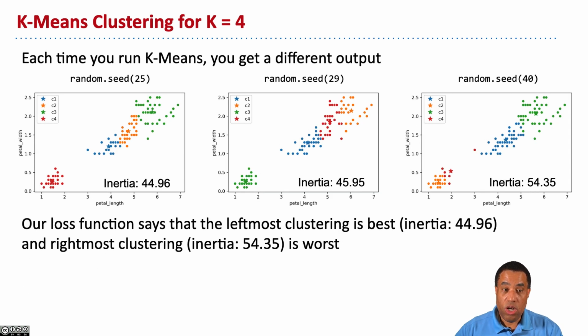Okay, so here are the inertia values for those 3 runs of k-means. On the left, we have an inertia value of 44.96. In the middle, we have an inertia value of 45.95. And for the rightmost graph, we have an inertia value of 54.35. So our loss function tells us that the leftmost clustering is best. It has the lowest inertia. And the rightmost clustering has the highest inertia, so it would be the worst result.